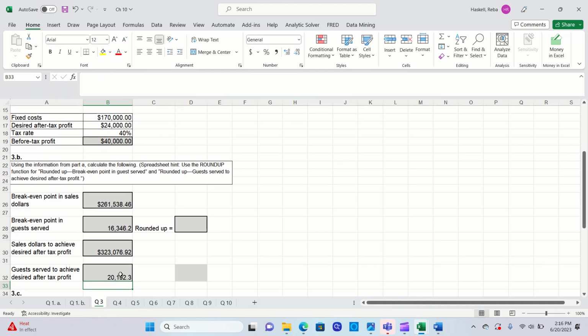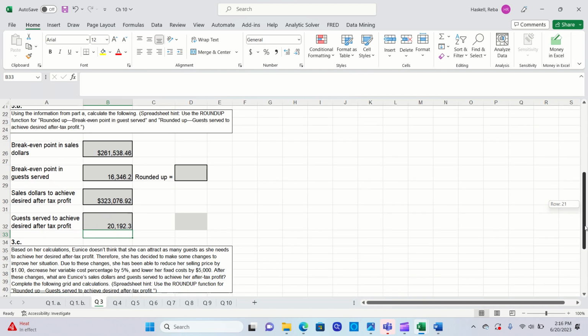All right, so we know we need an extra almost 4,000 guests in order for us to not just break even, but to make that $24,000.